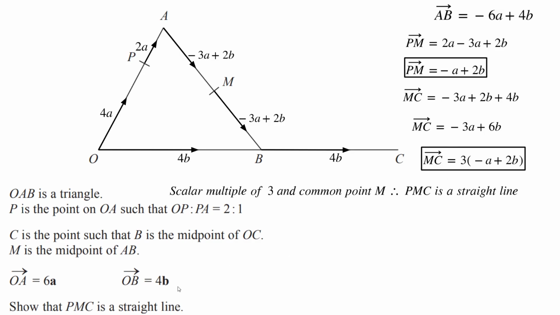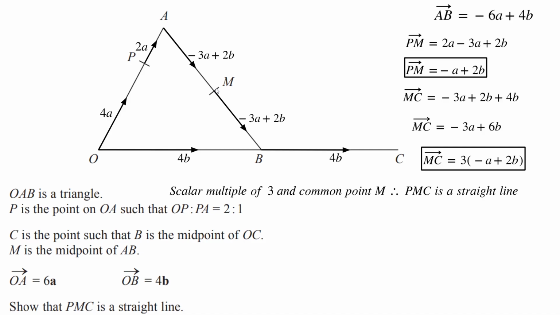So whenever you're showing that something is a straight line using vectors, you'd say that there's a scalar multiple, and that they share the common point. So here it's PM and MC, so they share the common point M. That means it's a straight line. And if you think about that, it makes sense, because if PMC is a straight line, which it is, PM is obviously going to be parallel to MC. And if this is parallel to that, that means there's a scalar multiple.